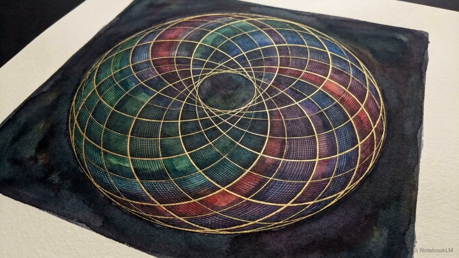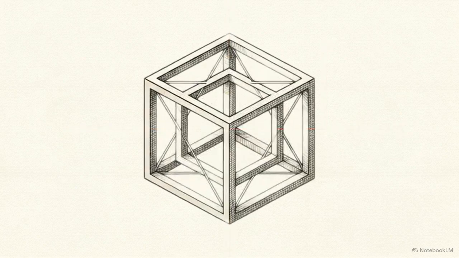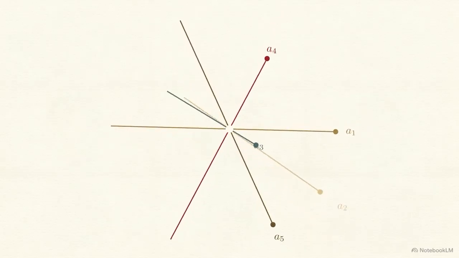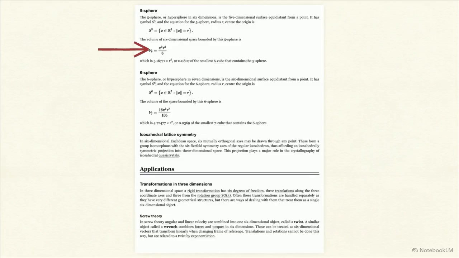What happens when we take that exact same geometry and scale it up? Instead of mapping points on a flat piece of paper with x and y coordinates, we plot them in 6-dimensional Euclidean space. This page shows the formula for the volume of a 5-sphere.